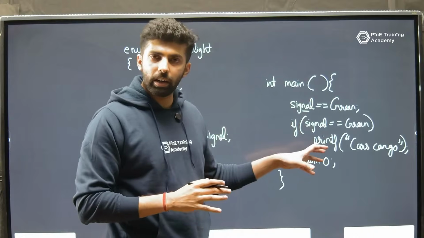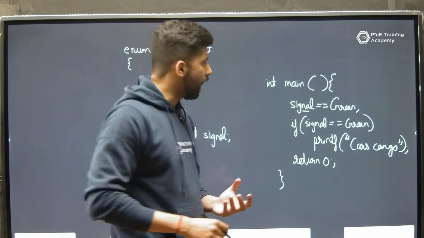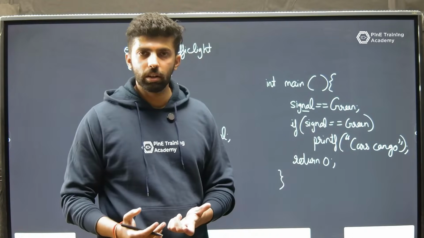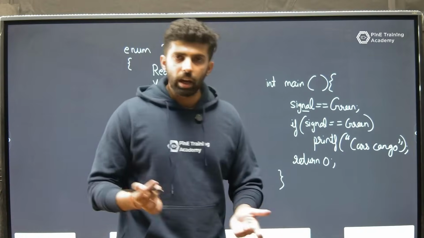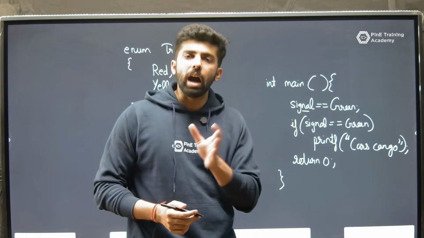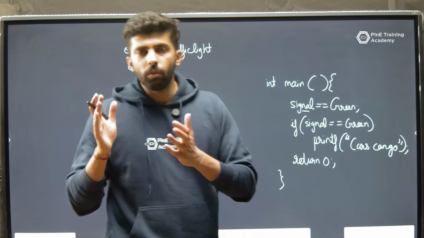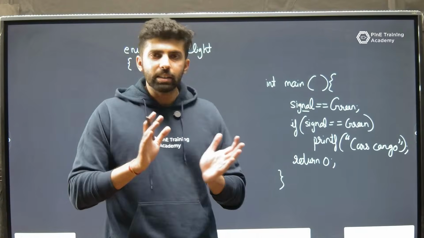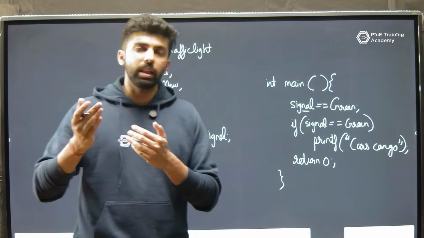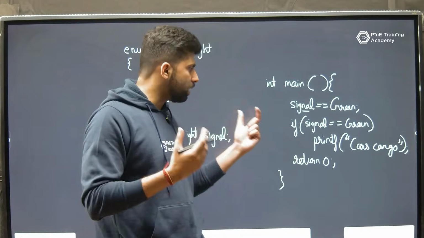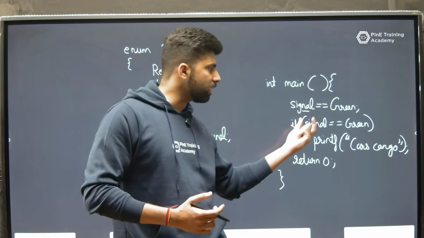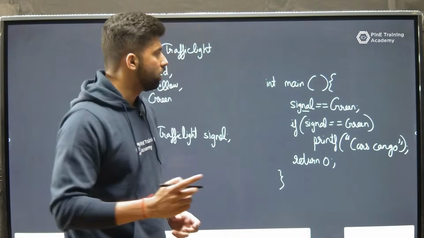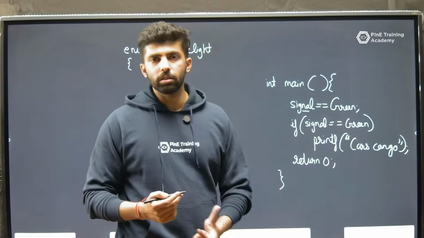It is more readable, it is more clear to us, and it makes sense that if signal is equals to green, cars can go, right? If we wrote signal is equals to 1, cars can go. Now, what is 1? 1 is a constant, simple. But it doesn't make very good sense if we think in terms of the real world. In terms of the real world, this makes more sense, because if signal is equals to green, we can say that cars can go.